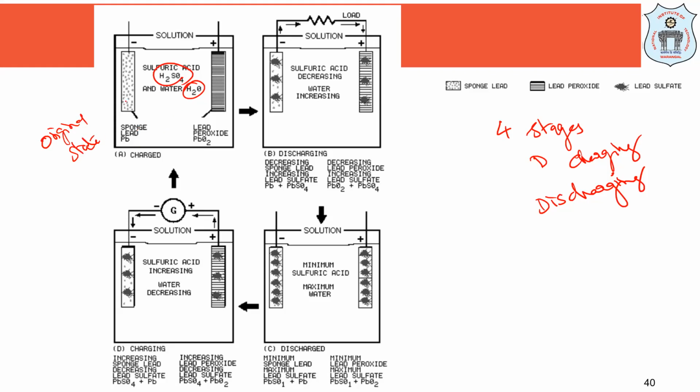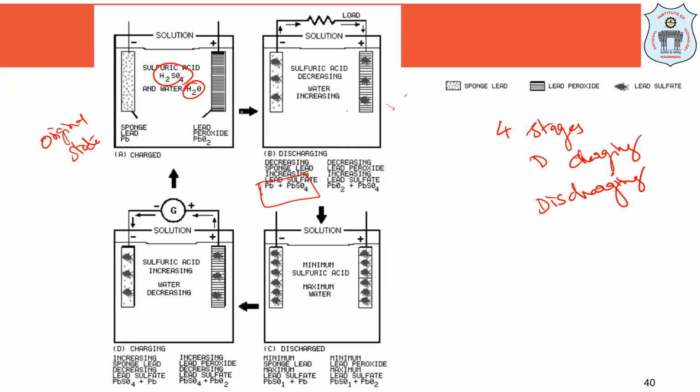So you have sponge lead, this electrode being lead peroxide, and the electrolyte being sulfuric acid and water. While it is discharging, there is a change of electrode and electrolyte taking place. So the composition is changing. How is it changing? Here it is simply sponge lead. What happens when it is discharging? That is when you are supplying current, when you are using the battery, the sponge lead decreases, and there is an increase in lead plus lead sulfate.